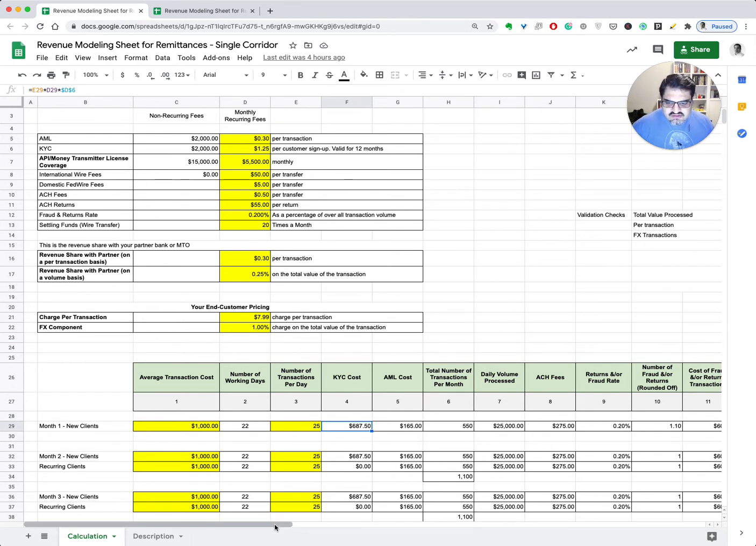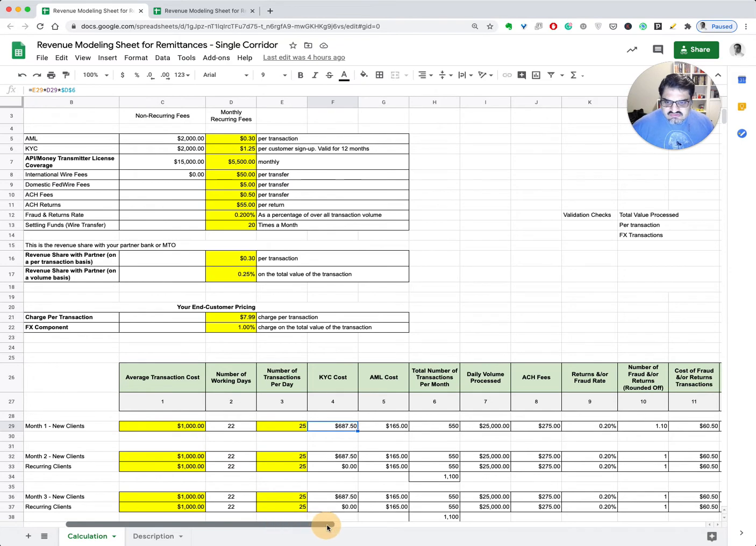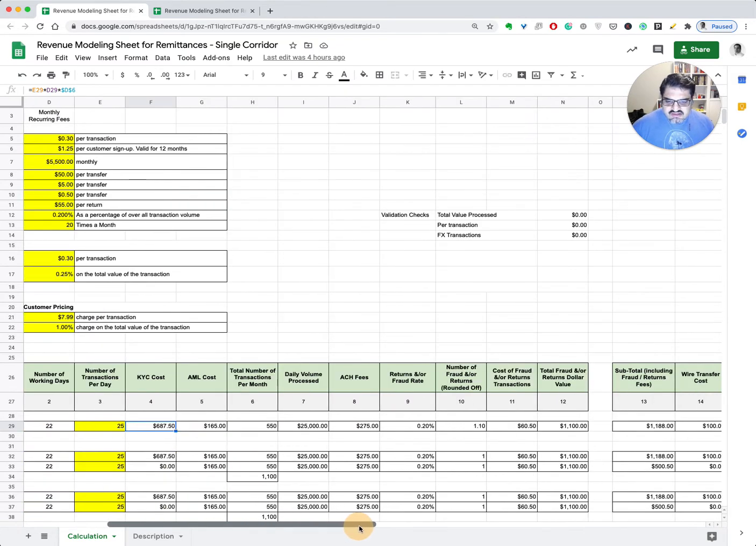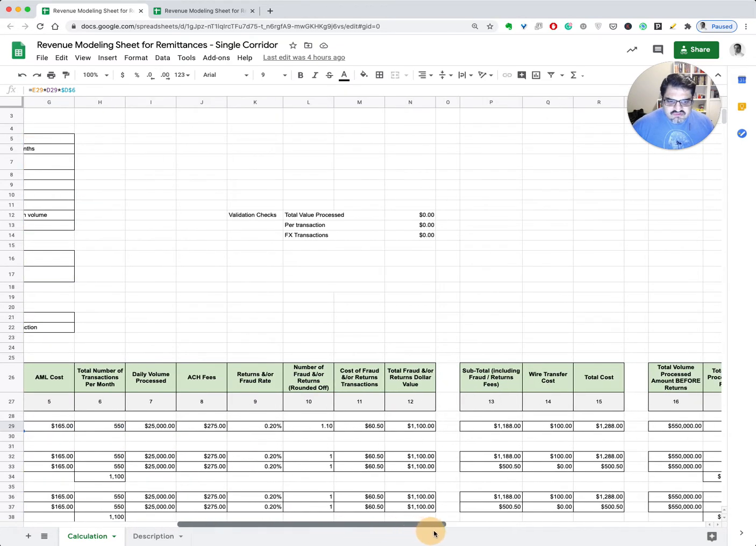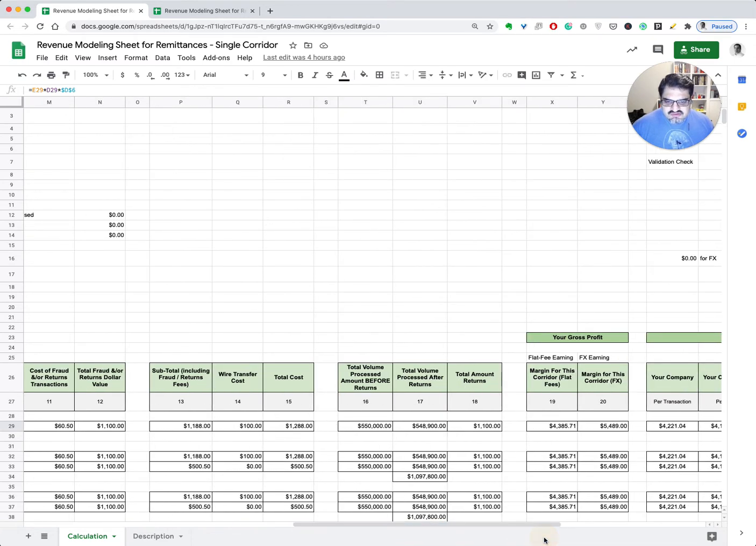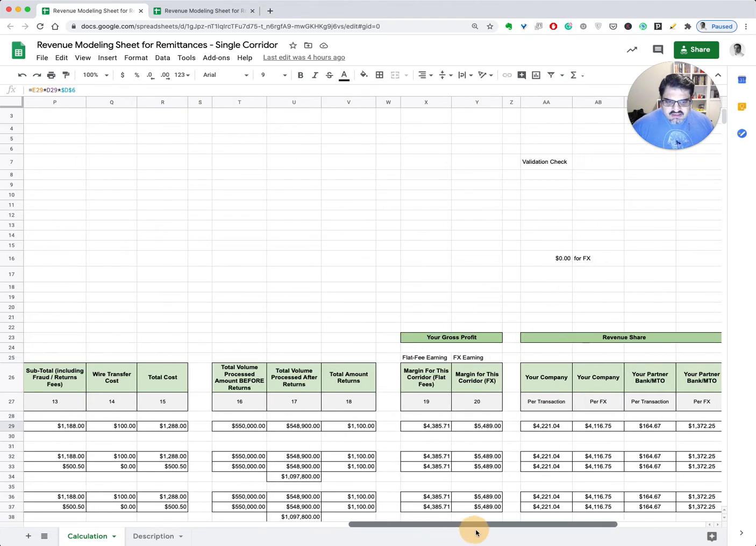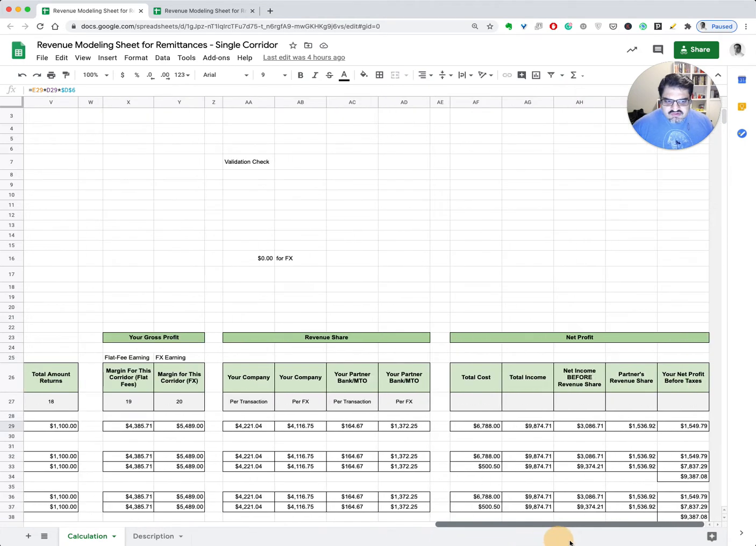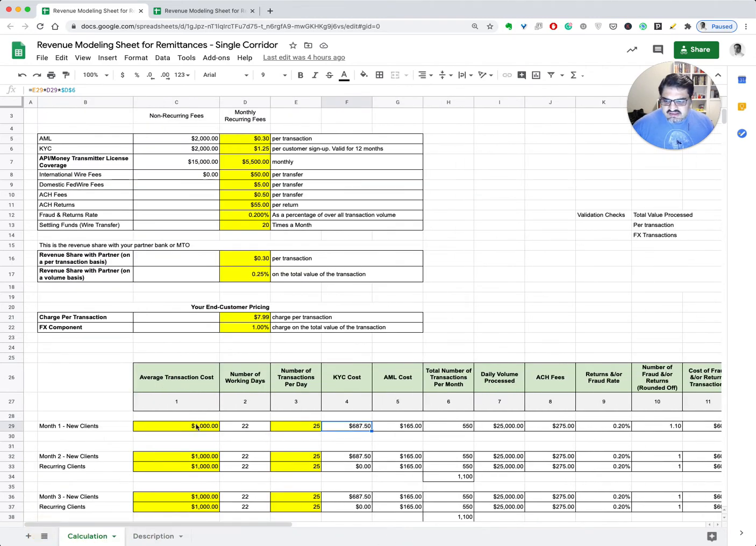And it's a pretty decent spreadsheet. It calculates your AML cost, the ACH fees, the returns, the frauds, the wiring costs, the amounts processed before returns or chargebacks, and your gross profit, your revenue share, and your net profit, and so forth. So this is a spreadsheet that, like I said, is available.